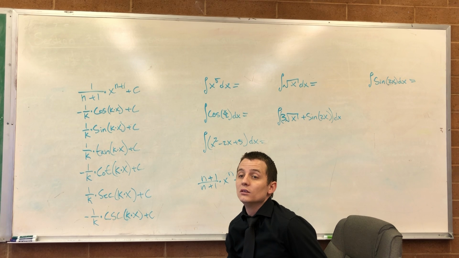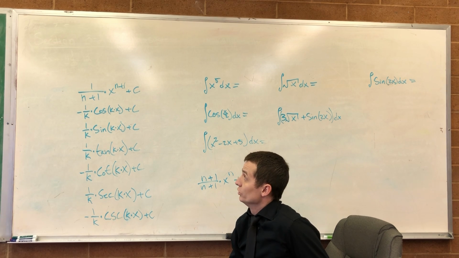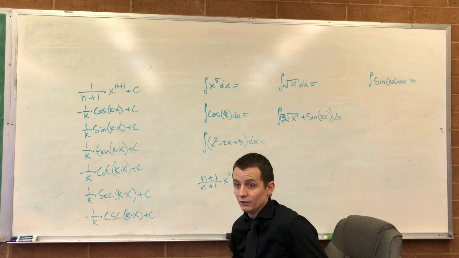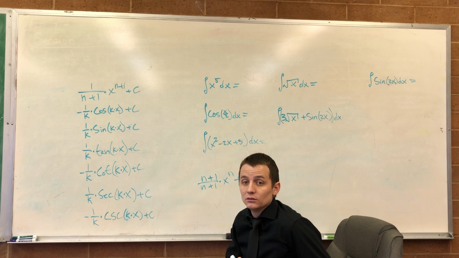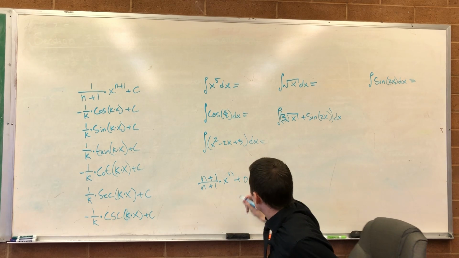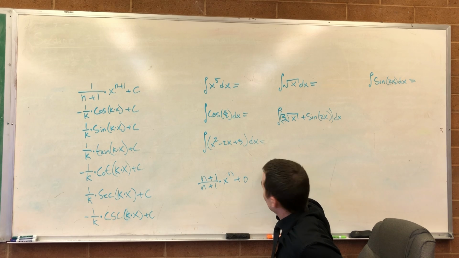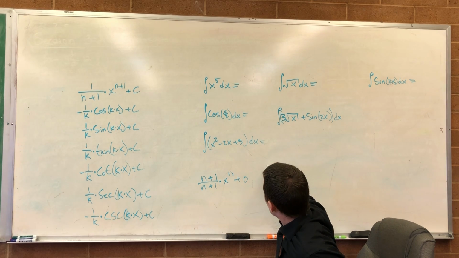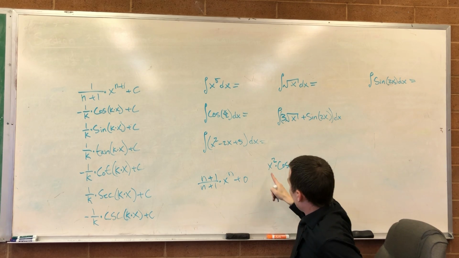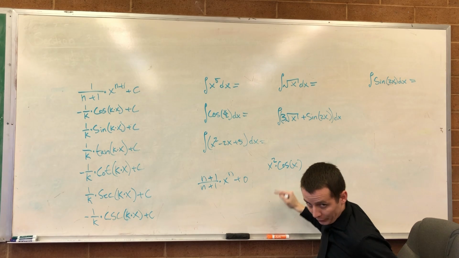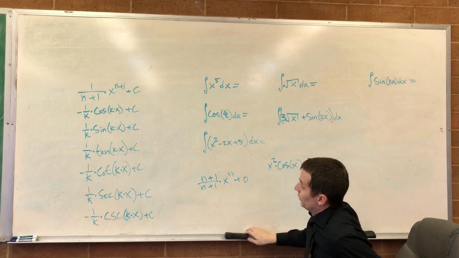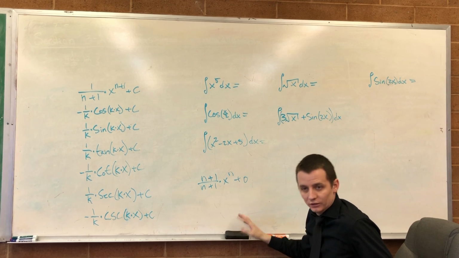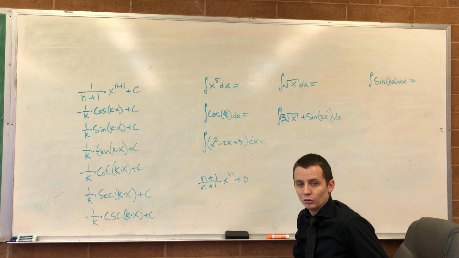Wait, don't you have to take the derivative of the first as well? There's only one term there we can take the derivative of. 1 over n plus 1 is just a constant, because n isn't a variable. We don't have something like x squared times cosine of x, where we'd need a product rule. n is just some number, like 10, 15, 27.